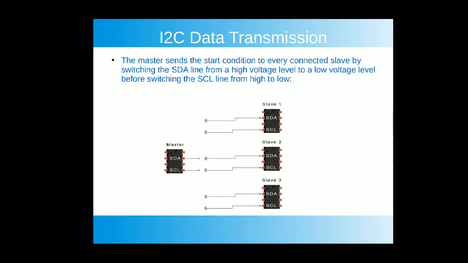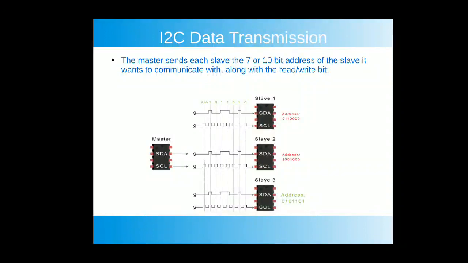Initially both SDA and SCL lines are at high voltage. Here we can see that both SDA and SCL lines are high. And after some time only the SDA line is brought to low voltage. And a very short time later, the SCL line is also brought to low voltage. Here we can see there are 3 slave devices: slave 1, slave 2, and slave 3. And suppose the master wants to communicate with slave device 3.